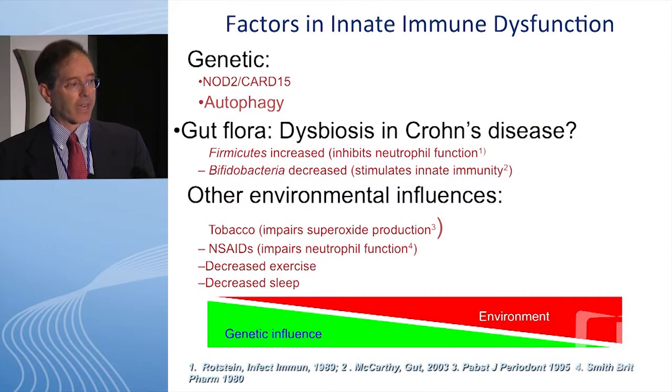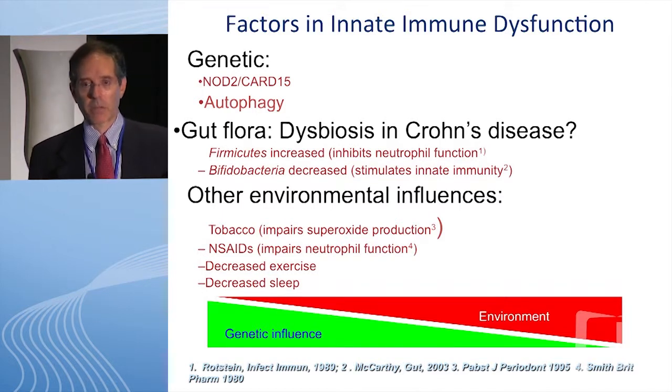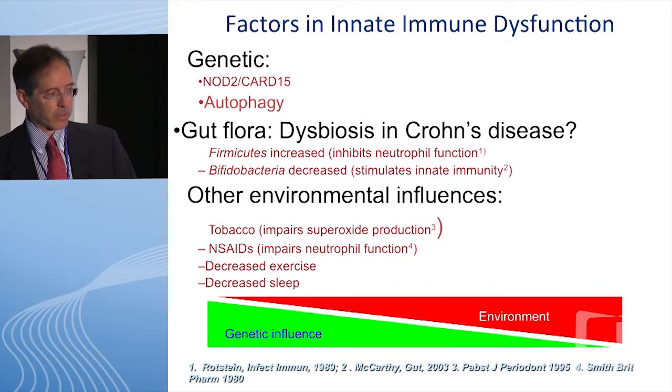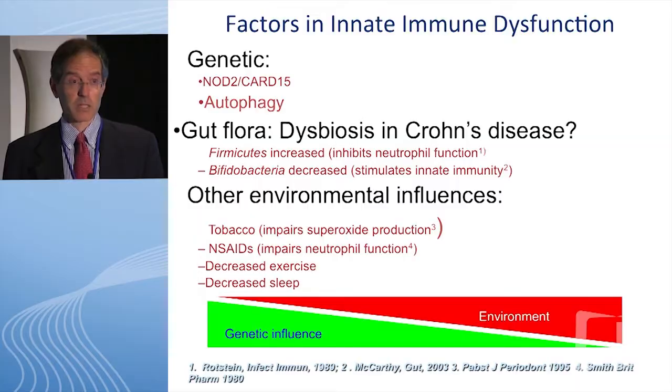And so when we look at these factors broadly, there's a genetic component, there's a microbial component, and the microbiome may be acting to worsen innate immunity. I won't go through that data now. And then other environmental influences, some of which we've talked on here: tobacco, nonsteroidals, decreased exercise, decreased sleep is also potentially a risk factor for Crohn's, not ulcerative colitis.